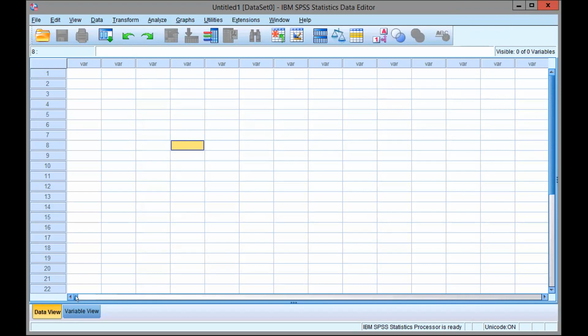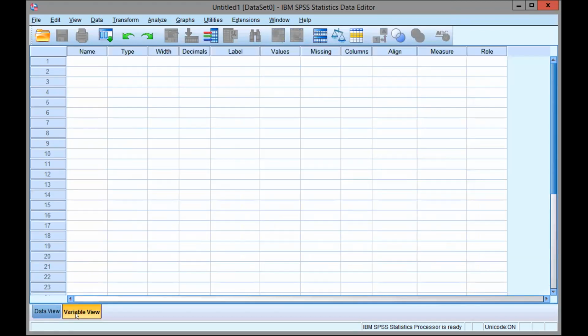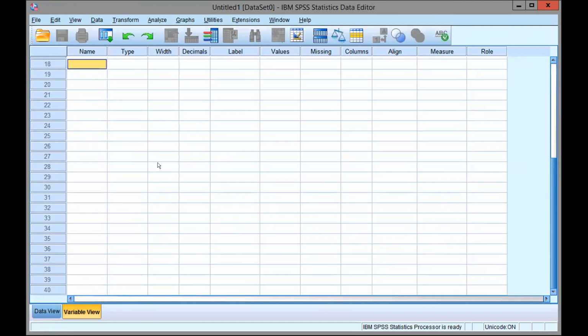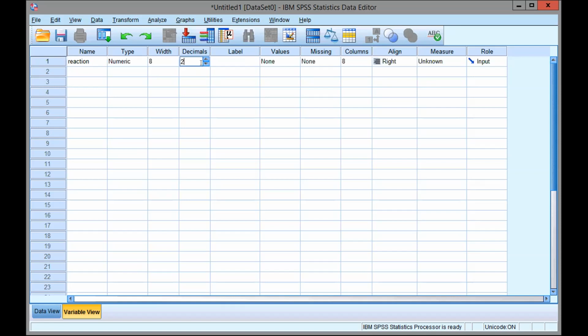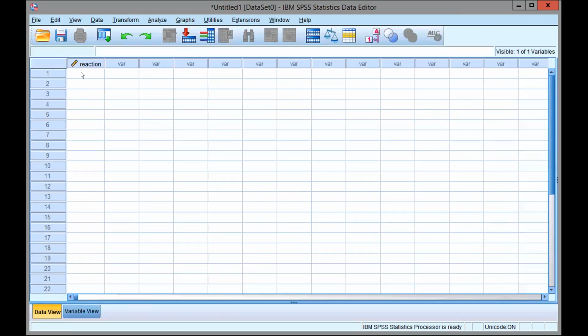So click on the variable view tab like this and enter reaction time in the name. So go all the way to the top here and we're going to enter the words reaction time. Now, don't use spaces. SPSS calls those illegal characters and gets upset. Or we'll just say reaction instead of reaction time. So we're going to enter whole numbers, so we're going to do 0 decimals. Now, this is what we're doing. We're coding variables. Now, the next thing we're going to do is take the reaction time and enter these data.